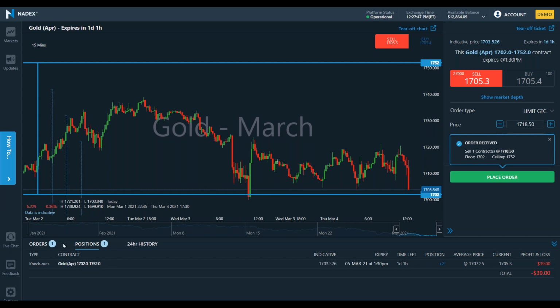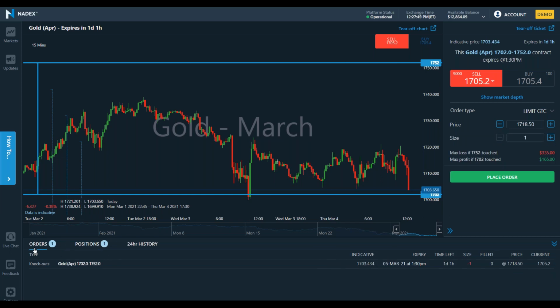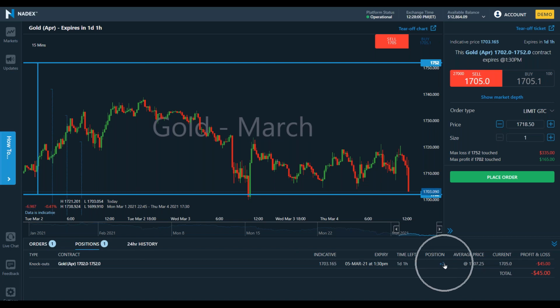Oh, look at that. I actually bought that 1707. So now I've got two of them in my position. It went straight down. So now I've actually got two of these at an average price of 1707.25.